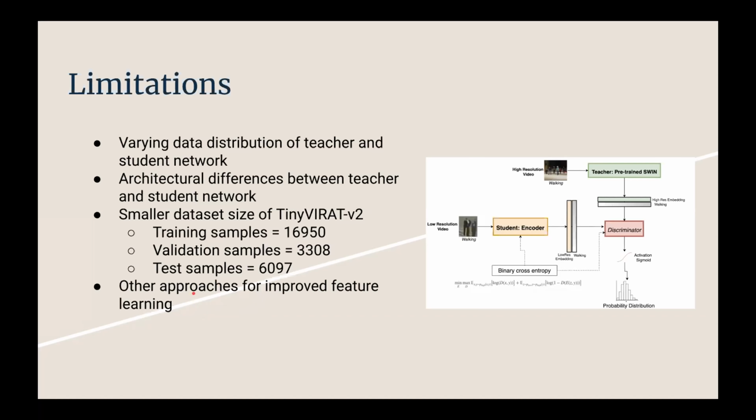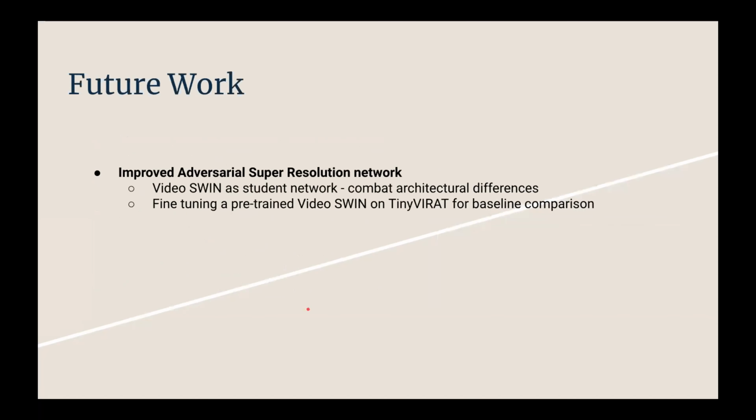One other thing that we are trying to explore is that this super resolution based pipeline is probably not the only way to get improved features for video classification on low resolution datasets. So we are exploring some other options like optical flow too. This is the future work that we plan to do in the upcoming 2 weeks, and probably more than that. So we want to improve our adversarial super resolution network.